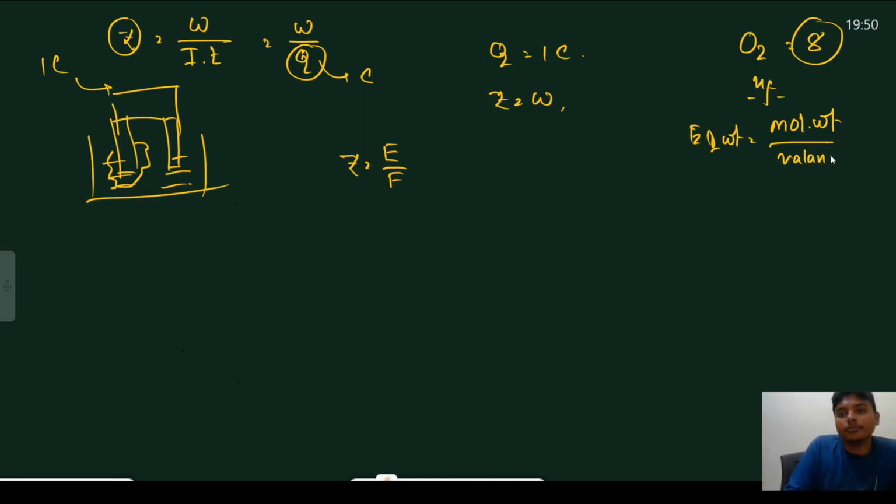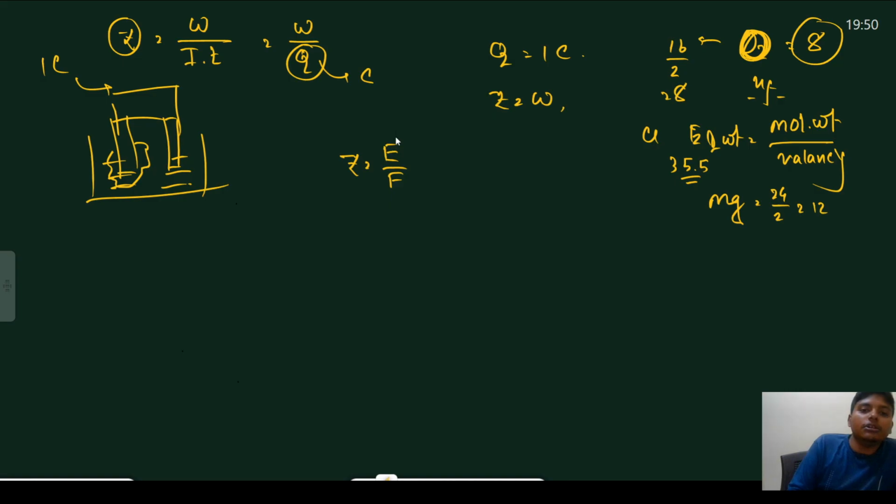Now, understood? So if I talk about oxygen, O, not O2, oxygen's weight is 16 and valency 2, so the equivalent weight is 8. Similarly, chlorine's valency is 1, so the equivalent weight is 35.5. Like that you can calculate. If I ask the equivalent weight of magnesium, it will be 24 by 2, so 12. So Z is equal to equivalent weight by F, or W by Q. What is F? F is nothing but 96500 coulomb per mole.